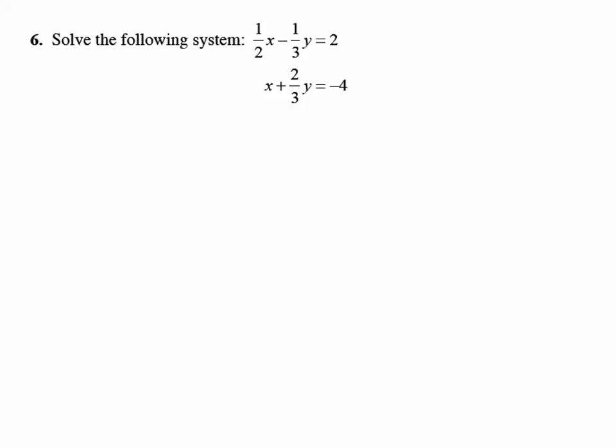So we got fractions. What should you multiply the top equation by? 6. By 6. You got it. We got fractions on the second equation too. What should you multiply the bottom equation by? 3. Absolutely. 6 on top, 3 on the bottom. And this is just to get rid of fractions.